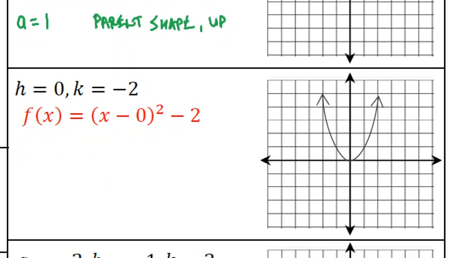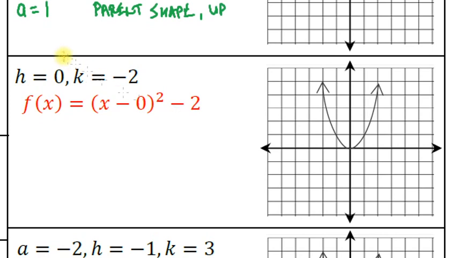Let's try another one. What if h is 0, but k is equal to negative 2? Well, here's what our function is going to look like. Again, we're not concerned about a right now. We're just looking at h and k. If h is 0, we just put a 0 in here. It doesn't matter whether it's negative or positive. It does the same thing. And our k value, we keep the sign as negative 2.